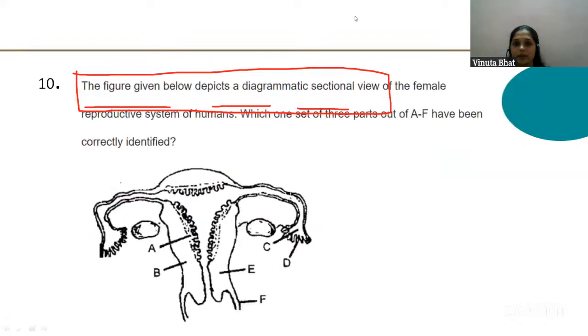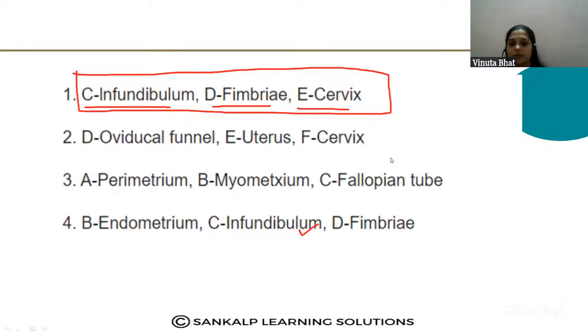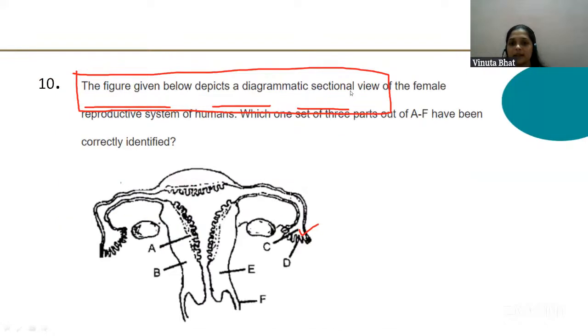Yes, C is infundibulum. Then D is fimbriae. Is that correct? D is fimbriae? Yes. D is fimbriae. That is correct. E is cervix. Yes. Here, this E represents the cervix.